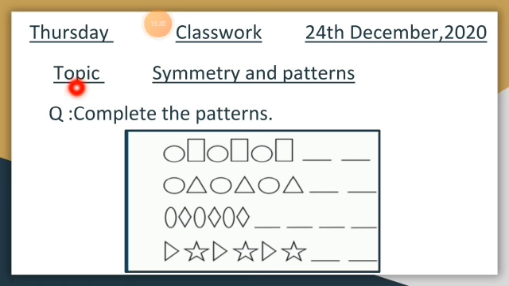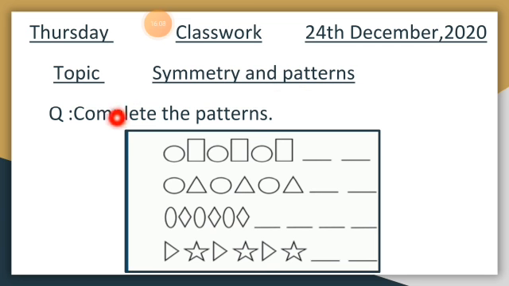Now in the next line, you will write down the spelling of topic with the capital T and underline it. Next, in the center of your page, you will write down the name of your topic, that is symmetry and patterns. Write down the spelling of symmetry and patterns with proper distance and very neat writing. Then leave one line.